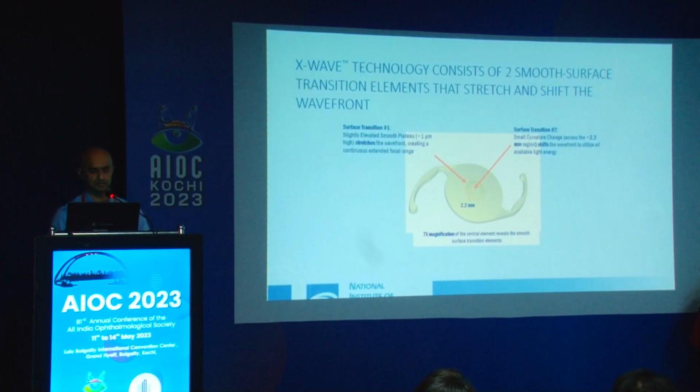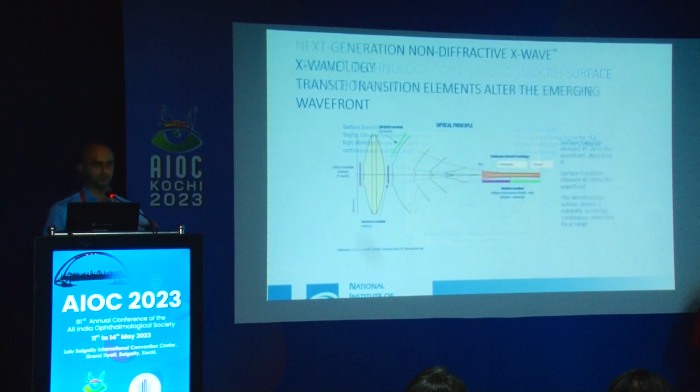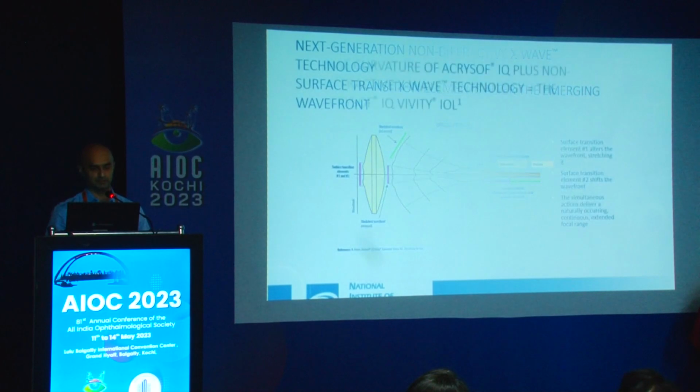So what it does is that there is a small elevated plateau of about 1 micron that stretches the wavefront, and then there is a 2.2 millimeter region in the center that shifts the wavefront to utilize all the available light energy. So without compromising on the amount of light that enters the eye, this wavefront is stretched, and so we get a seamless vision without much dependency on glasses. So that's the principle of this intraocular lens.